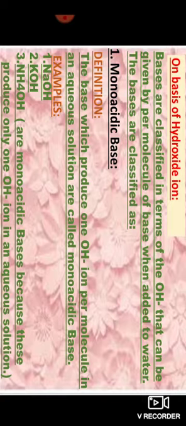The examples are provided to you, that is sodium hydroxide, potassium hydroxide, ammonium hydroxide. They all are monoacidic bases, because they produce only one hydroxide ion in aqueous solution. So due to the liberation of one hydroxide ion, they are also called monoacidic base.